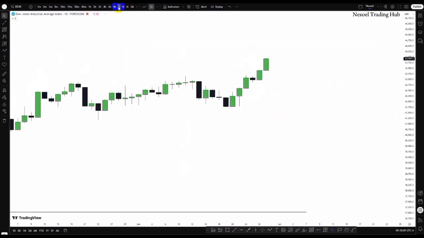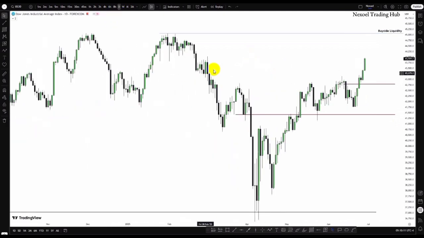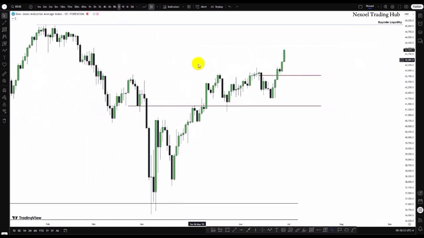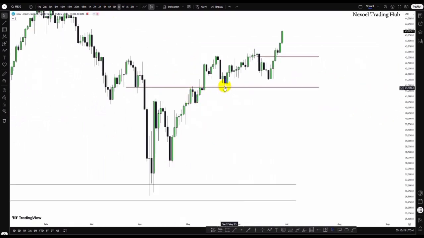Let's check that in the daily time frame. So here in the daily time frame, what we can clearly see is the weekly order block in which price has returned to mitigate. Price sought this sell side liquidity. Price went to the upside.